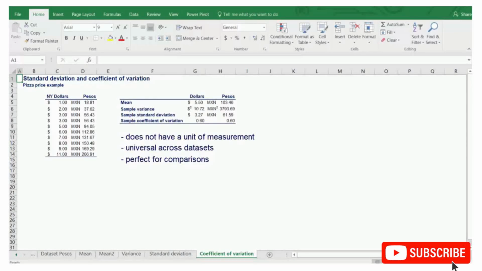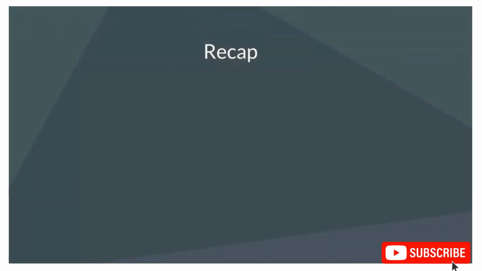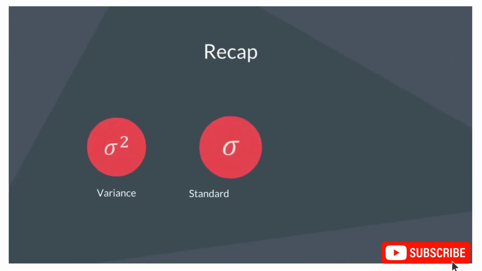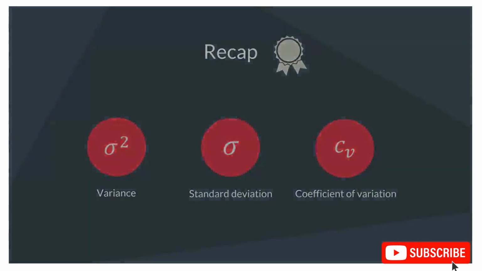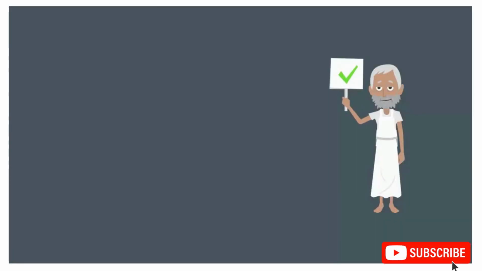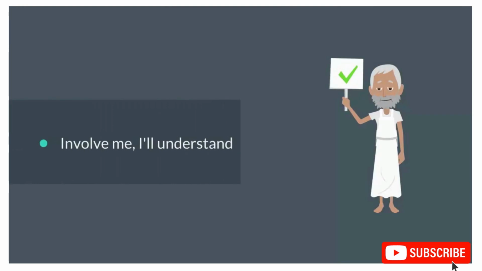Let's recap what we have learned so far. There are three main measures of variability: variance, standard deviation, and coefficient of variation. You should feel confident using all of them, as we are getting closer to more complex statistical topics. And remember Aristotle's advice: involve me, I'll understand. So, please don't forget to get involved with the exercises.